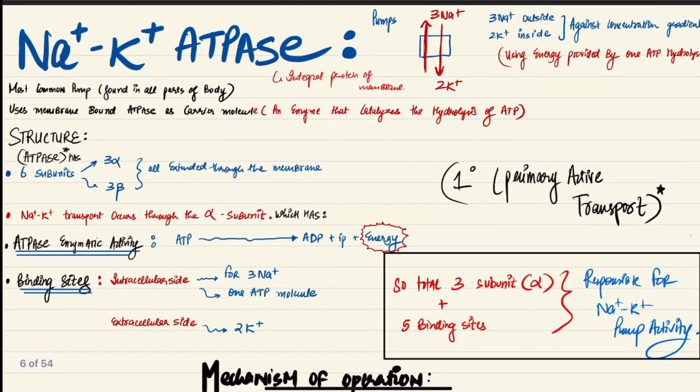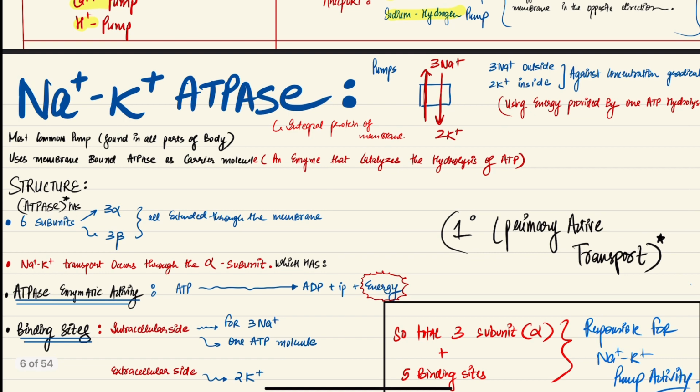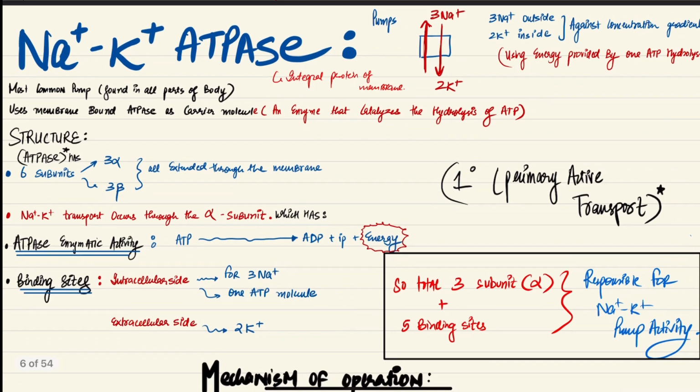So let's see how sodium potassium ATPase works. Sodium potassium ATPase is, first of all, an integral part of the membrane. It pumps 3 Na plus outside and 2 K plus inside, against the concentration gradients, using energy provided by 1 ATP hydrolysis. It is the most common pump found in all parts of the body, and it uses membrane bound ATPase as a carrier molecule. What is membrane bound ATPase? It is an enzyme that catalyzes the hydrolysis of ATP.